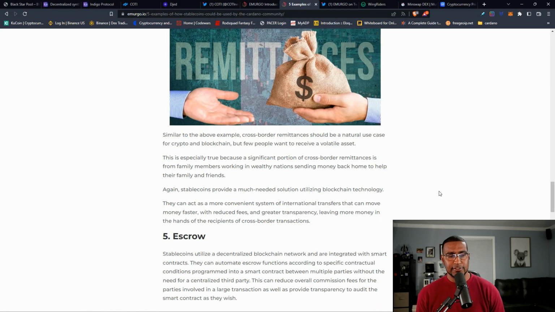So number 5 is escrow. I'm not going to highlight it, but just going to read it out to you. Stablecoins utilize decentralized blockchain networks and are integrated with smart contracts. They can automate escrow functions according to specific contractual conditions programmed into the smart contract between multiple parties without the need for a centralized third party. This can reduce the overall commission fees for parties involved in a large transaction, as well as provide transparency to audit the smart contract as they wish.